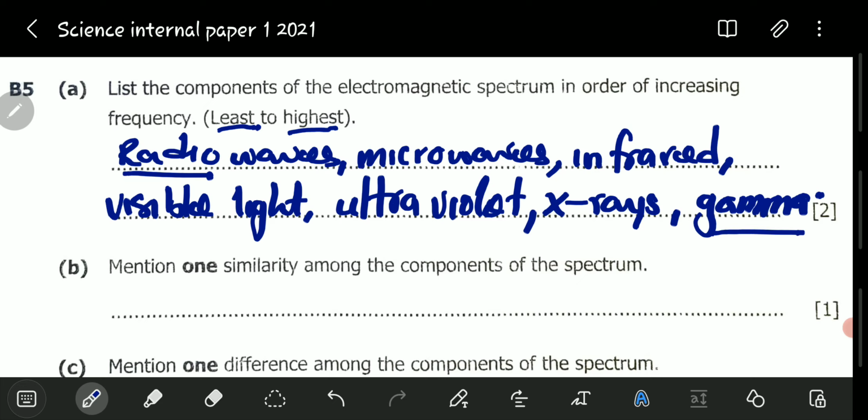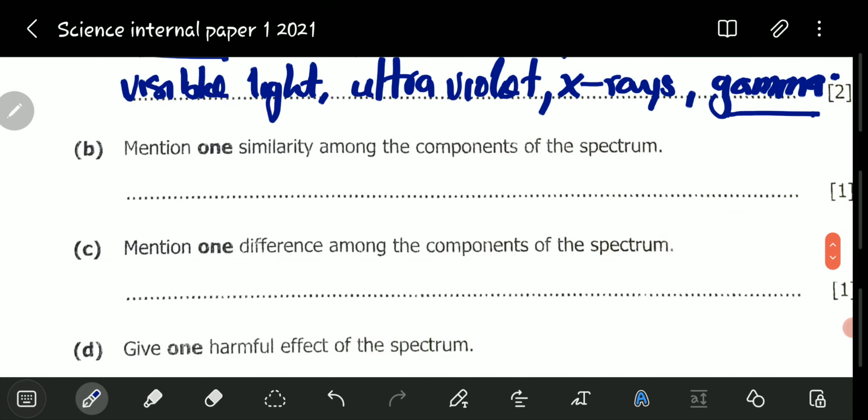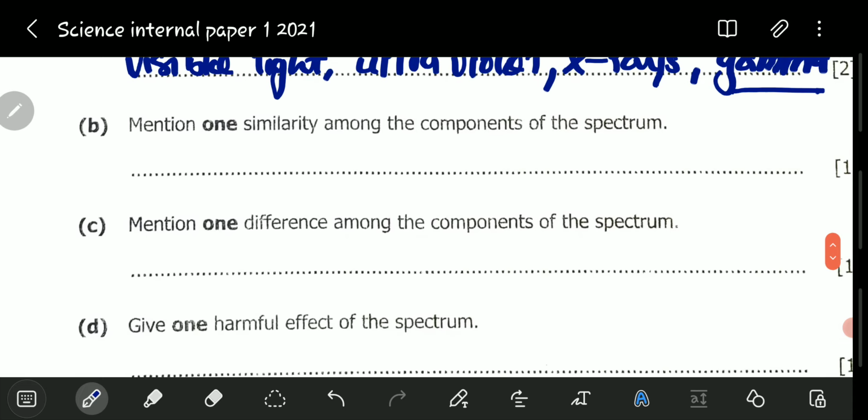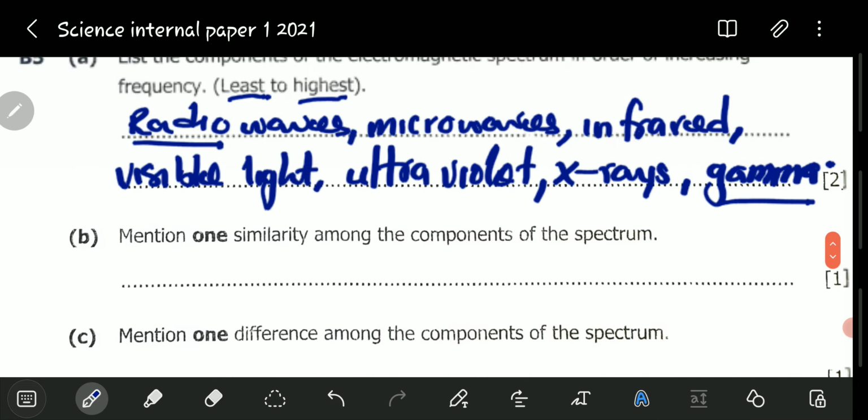All right, we proceed. B, mention one similarity among the components of the spectrum. All electromagnetic waves we know are transverse waves. So one of the similarities is that they are all transverse waves. But is that the only similarity? No. Yes, they are transverse waves.